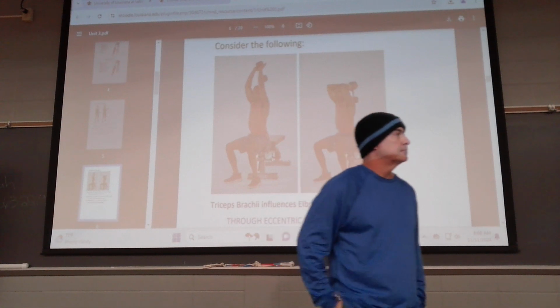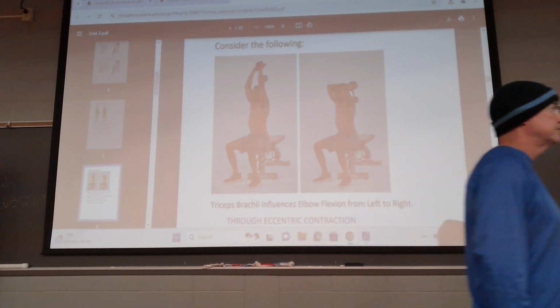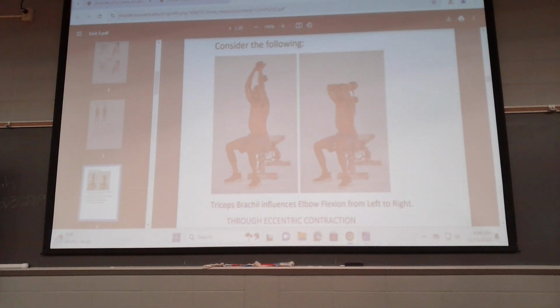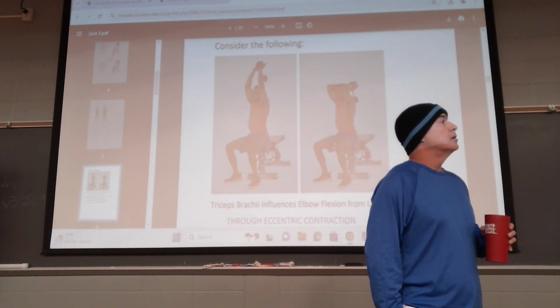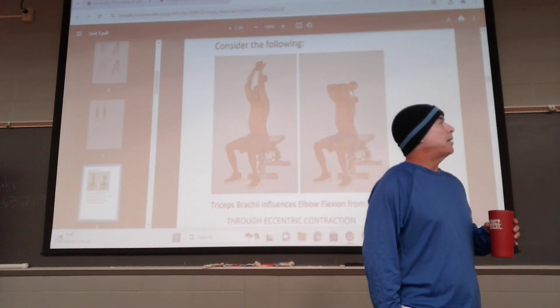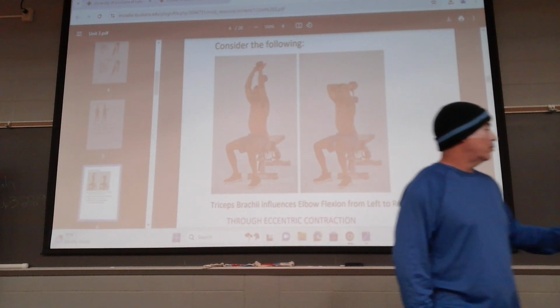So the bicep would be isometric. The bicep would be taking a nap. So the tricep would throw it. That's the point. That's the point.